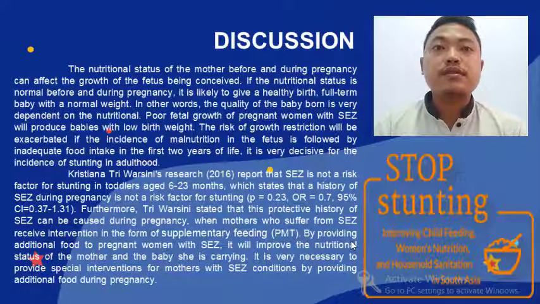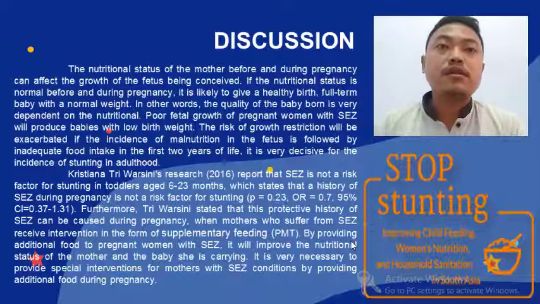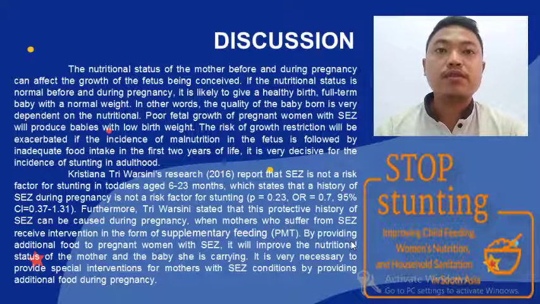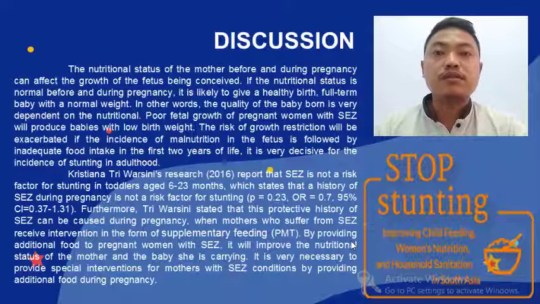Christina Triwarsini's research in 2016 reported that CED is not a risk factor for stunting in toddlers aged 6 to 23 months, which states that a history of CED during pregnancy is not a risk factor for stunting. P equals 0.23, OR equals 0.7, 95% CI equals 0.37 to 1.31.